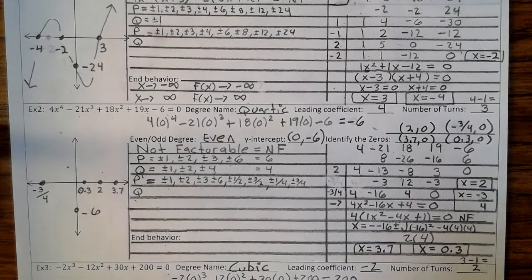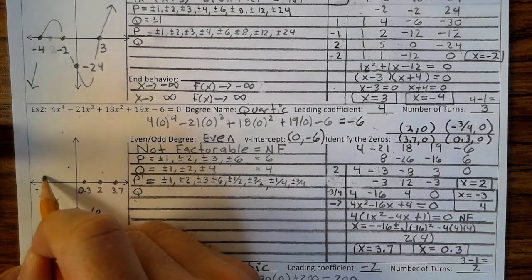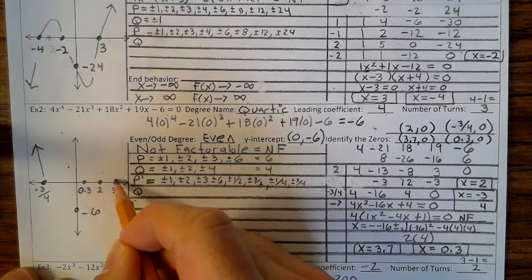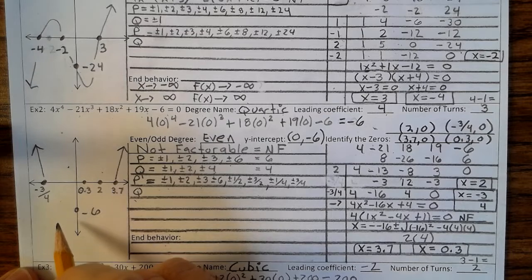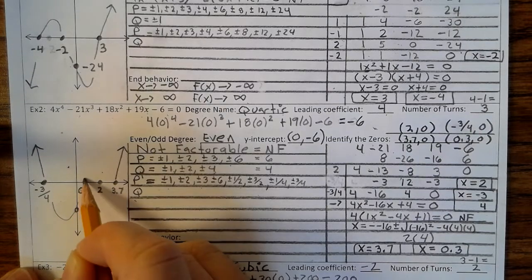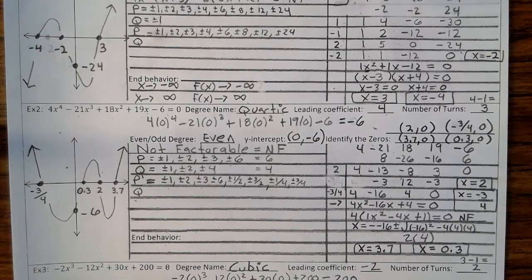All right, now we know since it's quartic and the leading coefficient is positive, it opens upwards. And we know that it has 3 turns. So 1 turn, 2 turns, and 3 turns. Okay. I can't believe I almost forgot the most exciting and fun part of example 2, sketching the graph. But there it is.